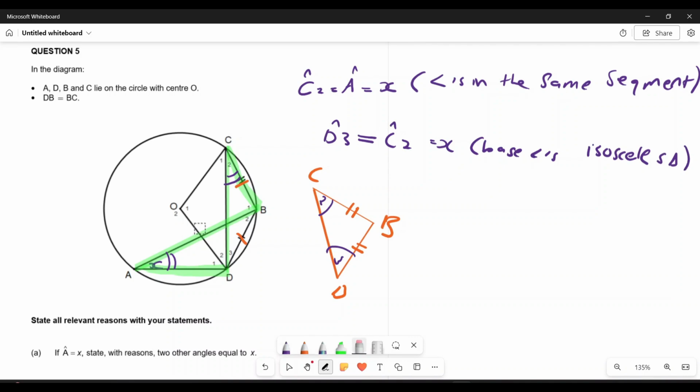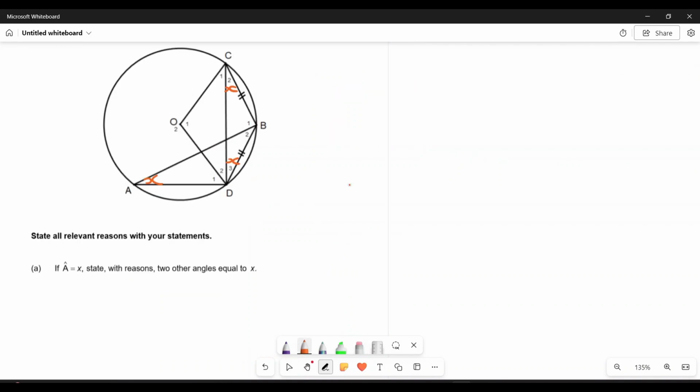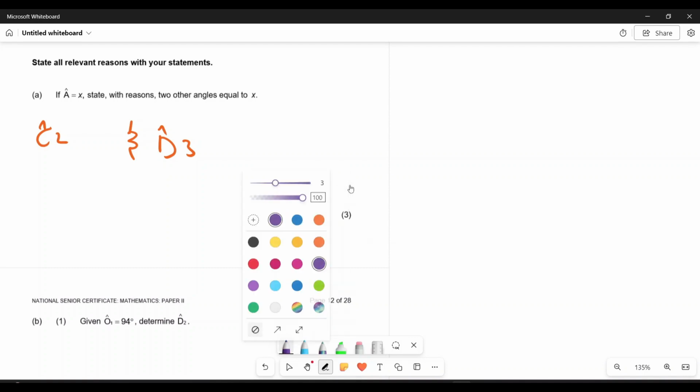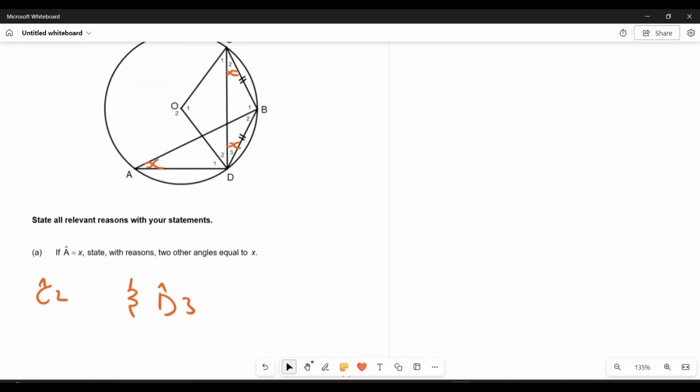Now let me try and erase here and write those angles that are equal to one another in terms of X. So this here, as I said, this would be X. This C2 will be X. Same applies to this D3, it will be X. Right, now this would be helpful moving forward. Here, if we're given that O1 is 94 degrees, let me try and identify my angle O1. O1 is 94 degrees, we need to determine D2, right?